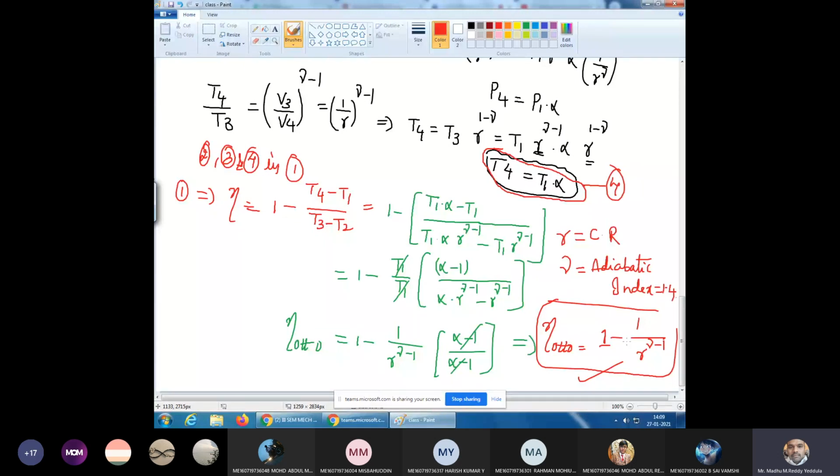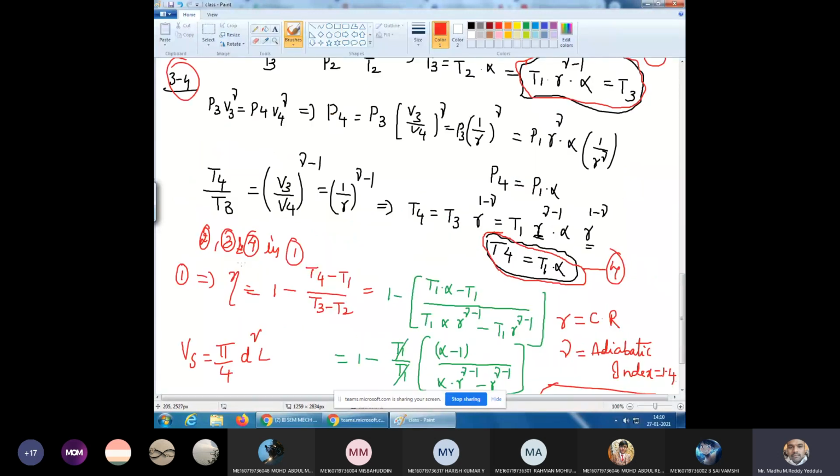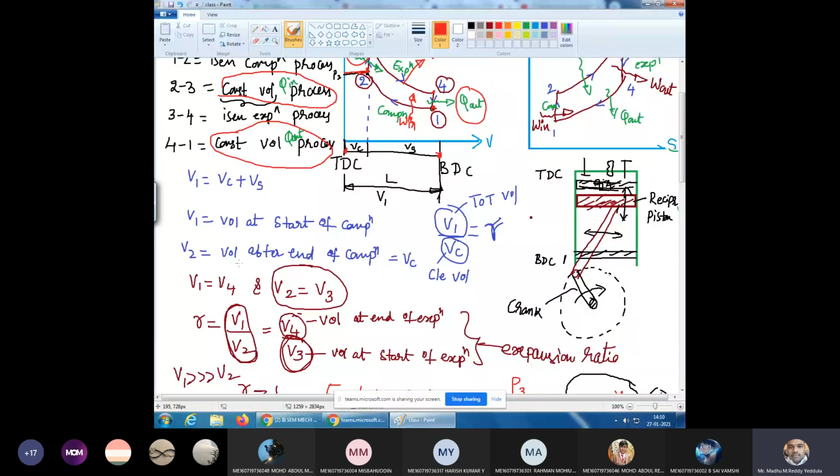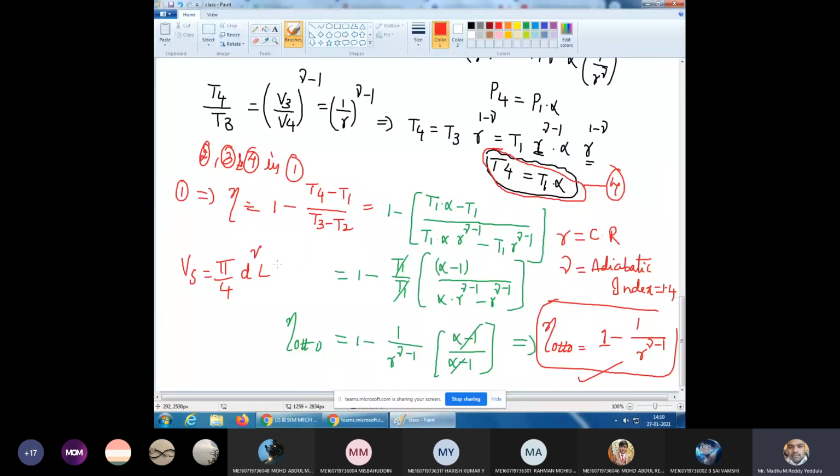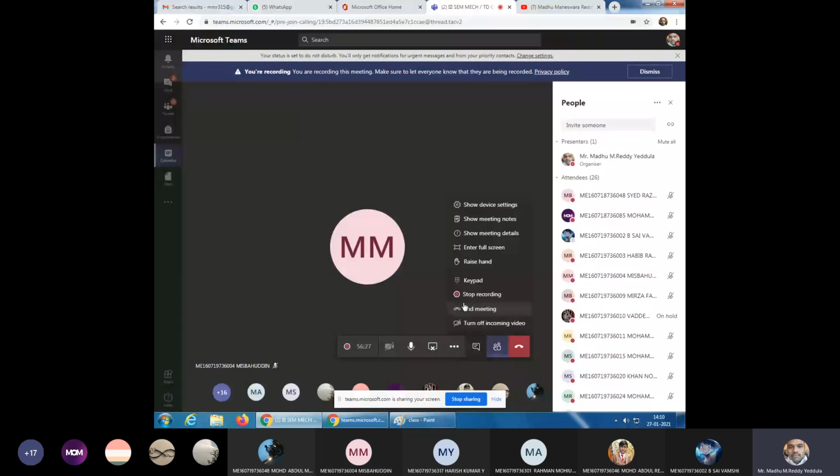So how do we calculate swept volume? Swept volume equals pi by 4 into d square into L. Swept volume plus clearance volume is equal to total volume, Vs plus Vc. Compression ratio I discussed, and explosion ratio I also discussed. Any doubts till now?